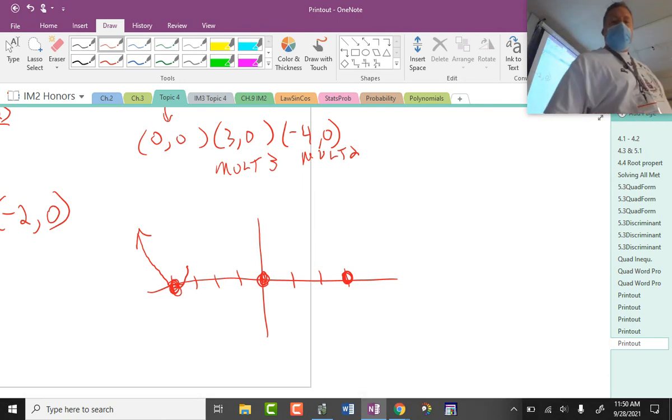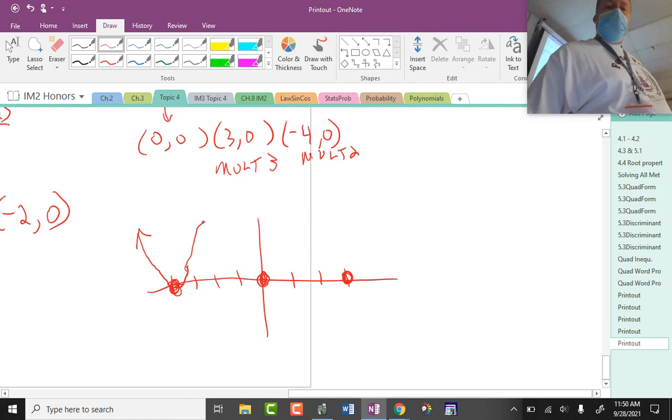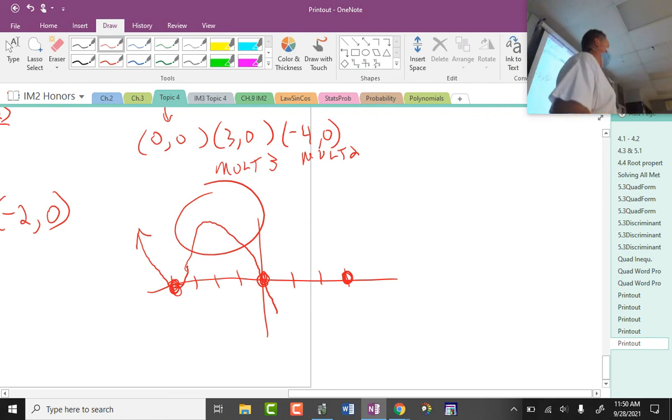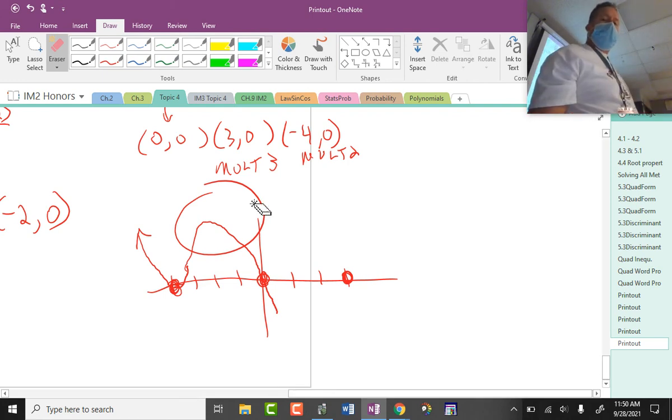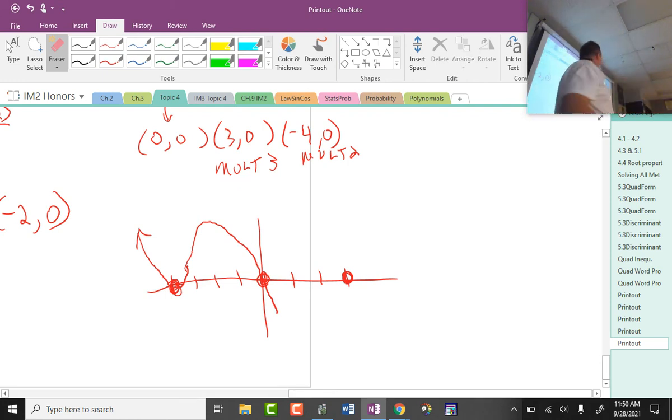What's 0, 0? Nothing special. So it goes right through. And I guarantee you, when you go to the graphing calculator, this hump is off the screen. It's like, pew, because the powers are so large. But you don't have to care about that. All you're doing is making a sketch with this.